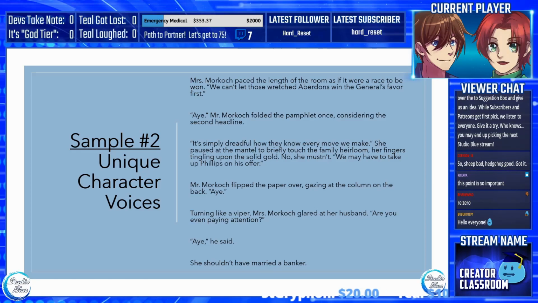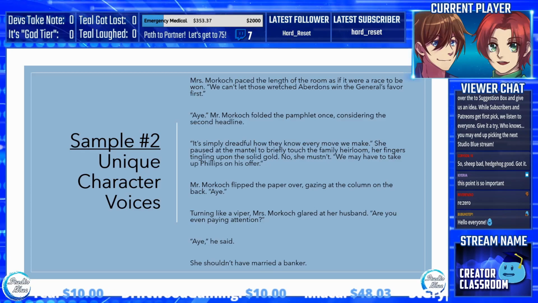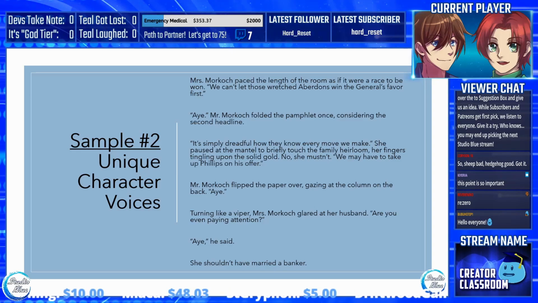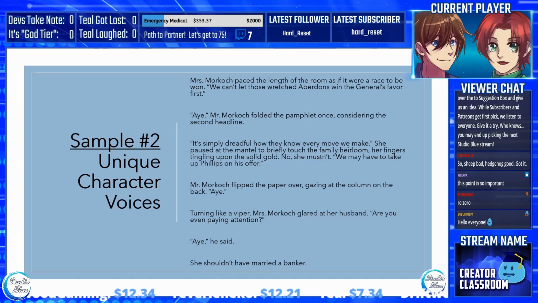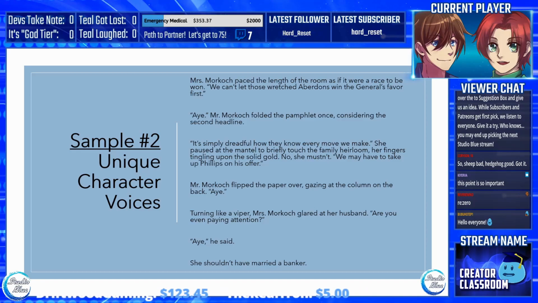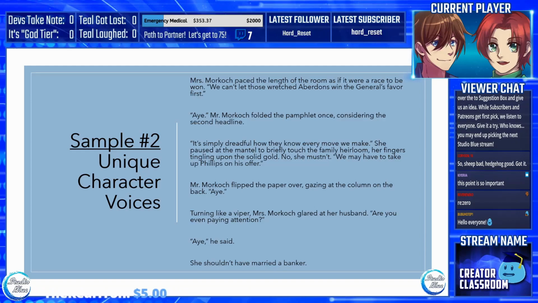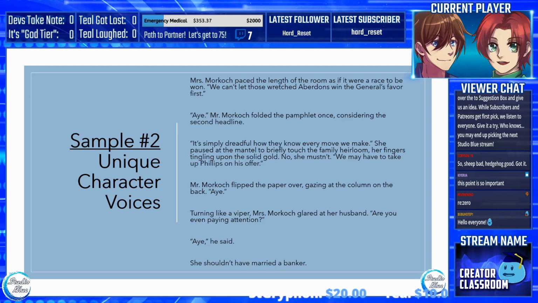So in this particular example, Mrs. Morak speaks very excitably. You can tell by the words surrounding her dialogue. She paced the length of the room as if it were a race. That means hurriedness, movement, quickness. She's moving excitedly. So when I read that she paced the length of the room as if it were a race to be won, the moment she talks, my brain fills in the blank that she's speaking excitably. Then, her husband just simply says the word "Aye." That's it, nothing else. So he has almost a plop, almost a no-sell to her entire concern. Okay. This could be a one-off. Maybe, maybe not. But then, right afterwards, it's simply dreadful.